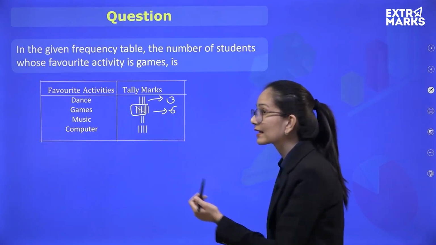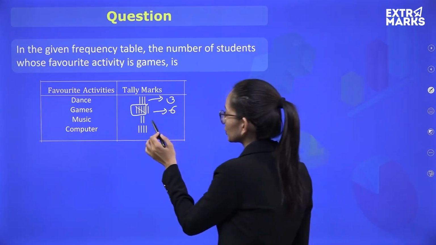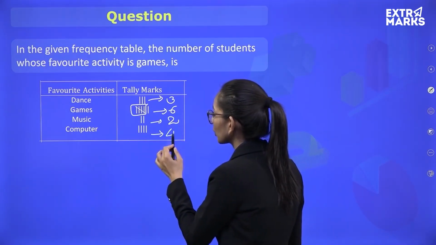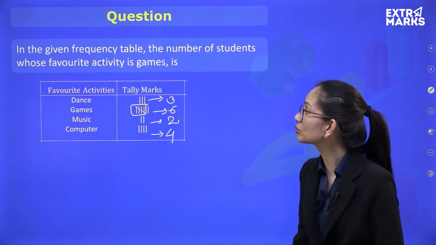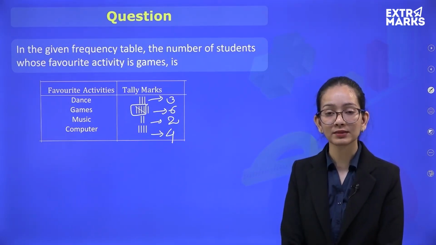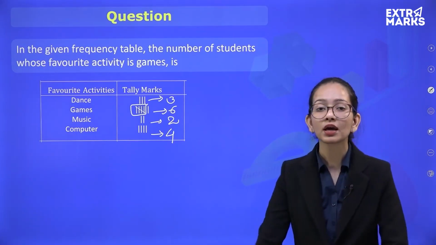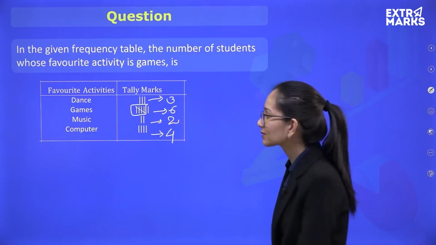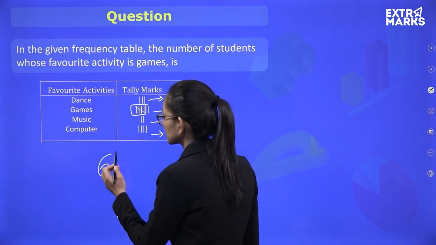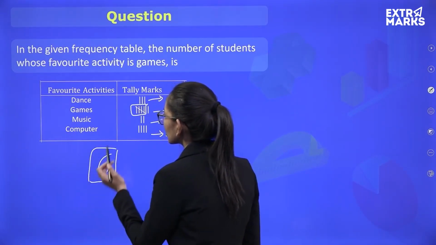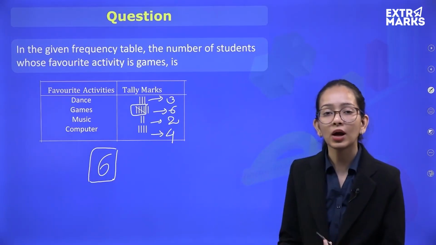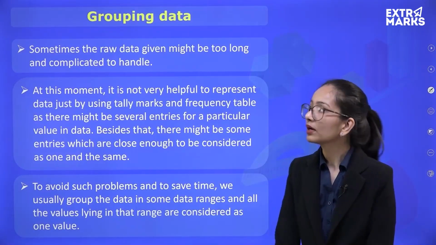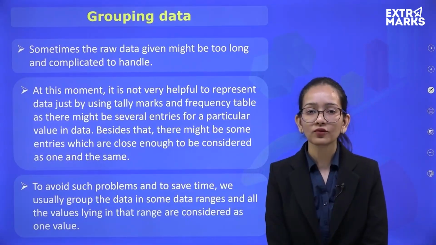How many students like music? It is 2. And how many students like computers? It is 4. And what was the question? Whose favorite activity is games? We have to find the number of students whose favorite activity is games. So obviously the answer will be 6. So basically you need to know how to count the tally marks. That's it. Now, let's see grouping of data.